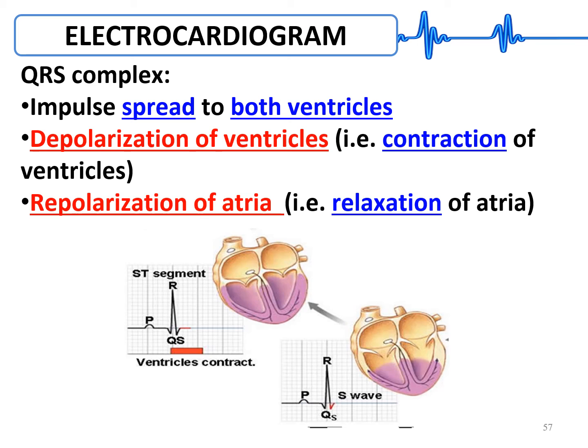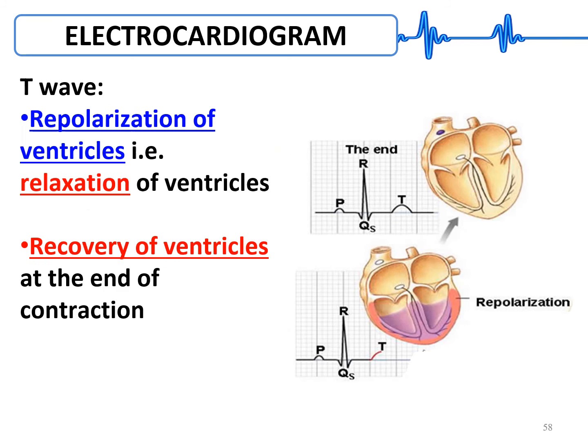During the QRS complex, the impulse spreads to both ventricles, causing the ventricles to contract due to depolarization. While at this phase, the atria are relaxing because the atria are undergoing repolarization. The T wave, repolarization of the ventricles, means that the ventricles are relaxing, which is the recovery period of the ventricles.